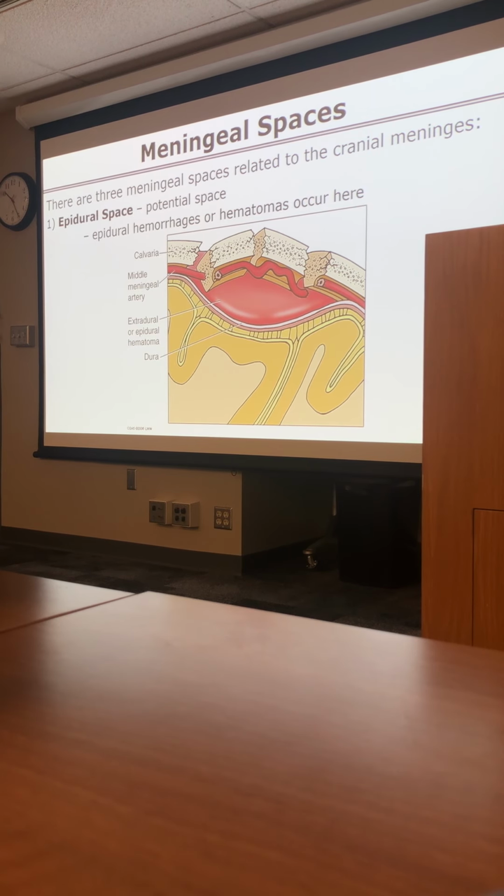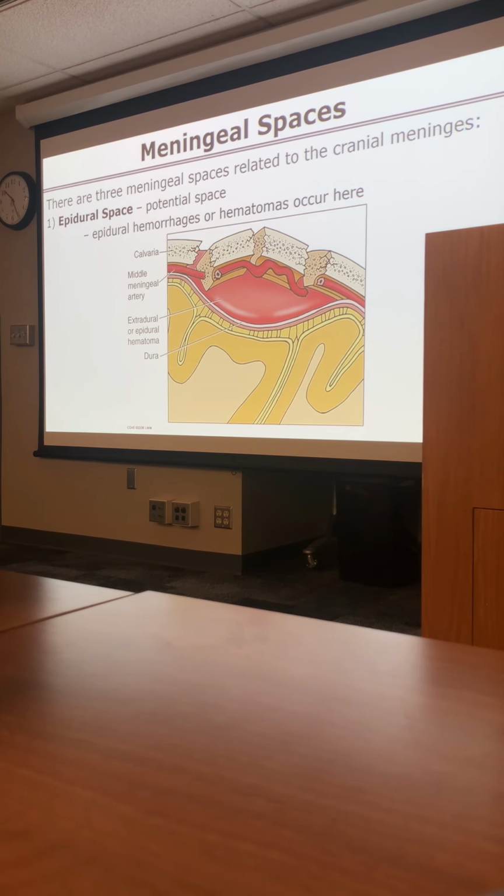So related to the meninges are different spaces. Some spaces are actual spaces, meaning they're there all the time, and some spaces are clinical spaces or potential spaces that are only there in pathological issues or situations. So the first space that we want to talk about is going to be the epidural space. The epidural space is between the periosteal layer of the dura mater and the bone.